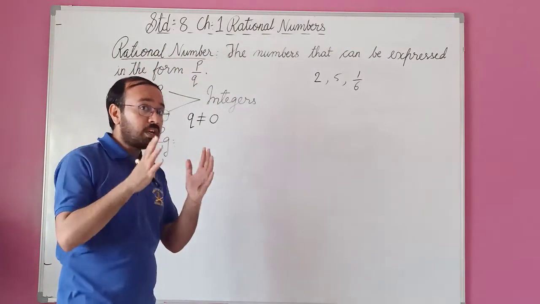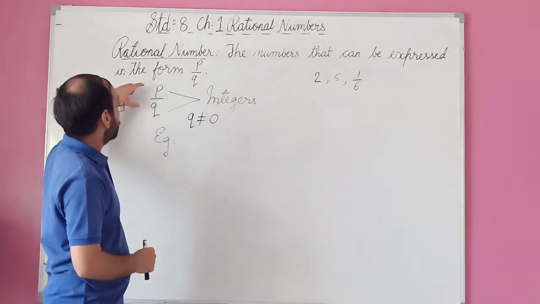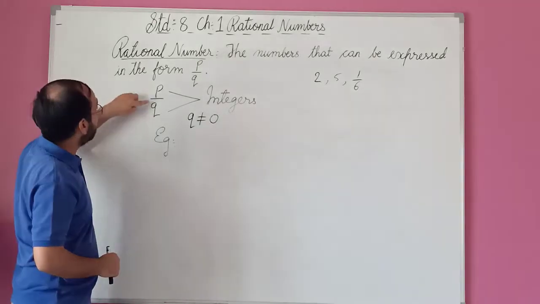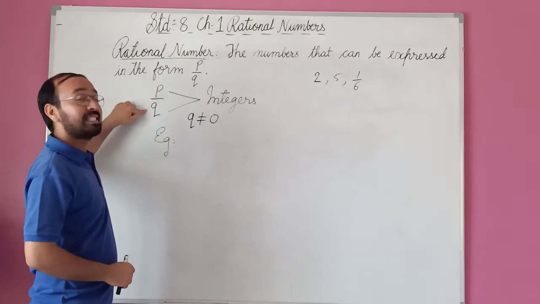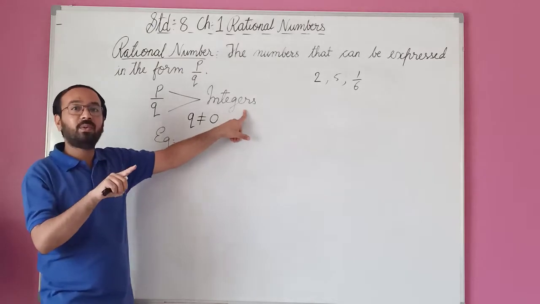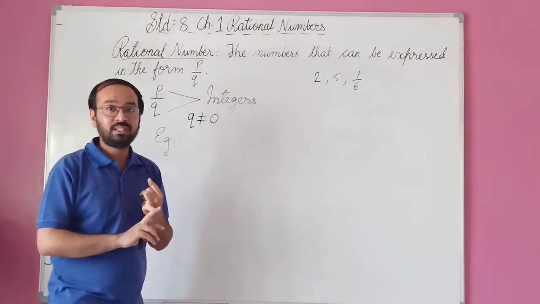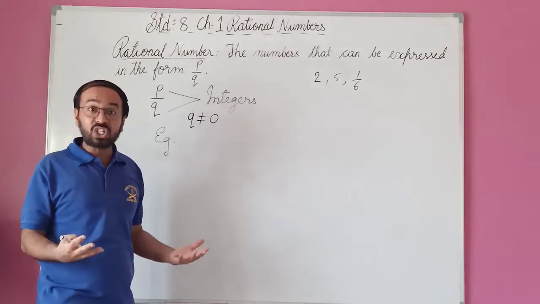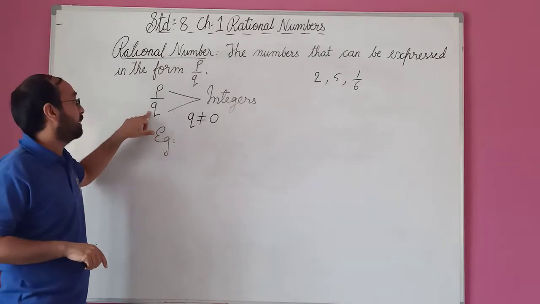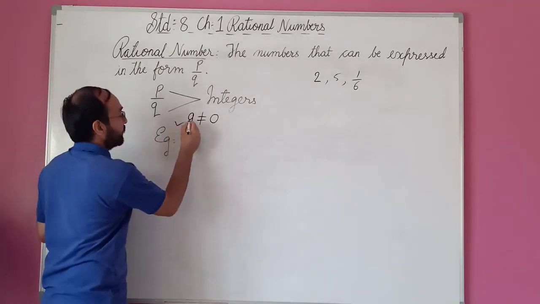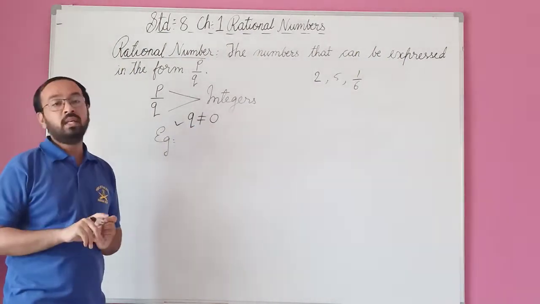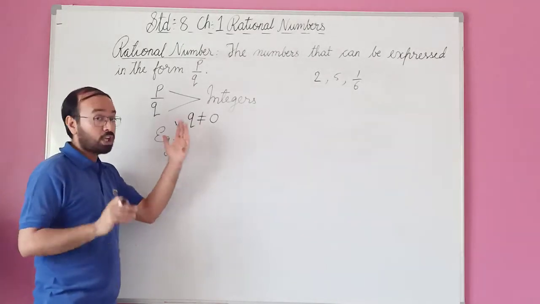And there are certain rules which you should keep in mind. What is P by Q? Always, dear students, keep in mind that in P by Q, P as well as Q are integers. And integers, you are clear now with that topic. It may be positive, it may be negative, or it may be zero. Another point you should keep in mind is about Q: Q is not equal to 0. Is it clear? Q is not equal to 0.